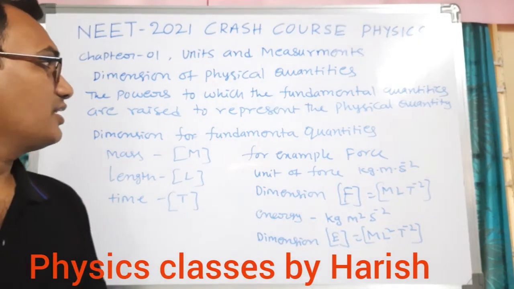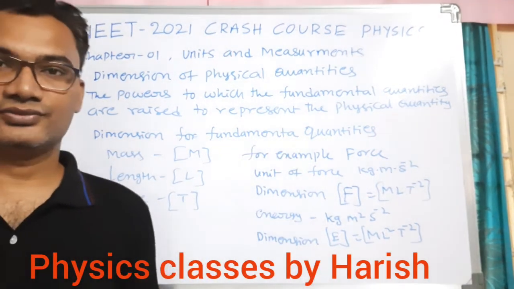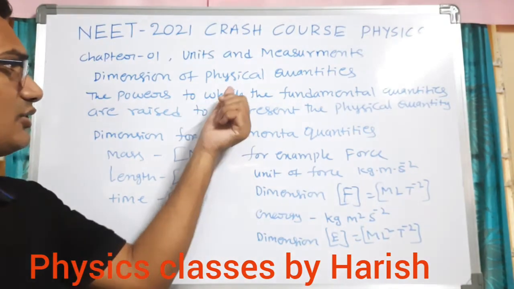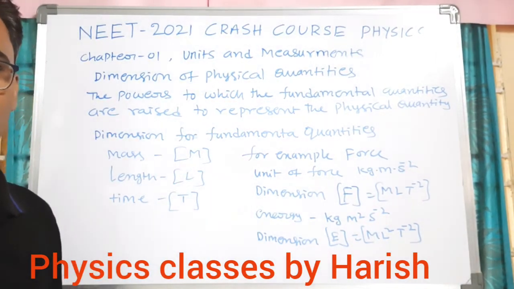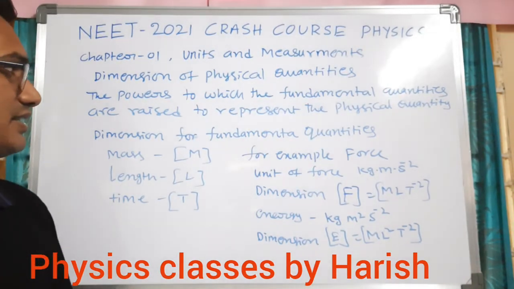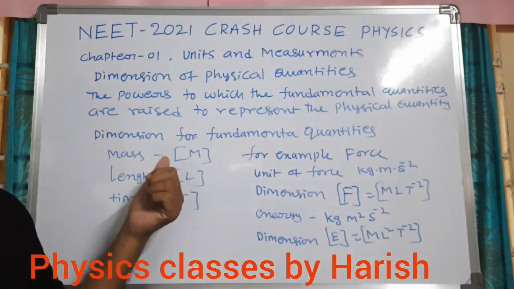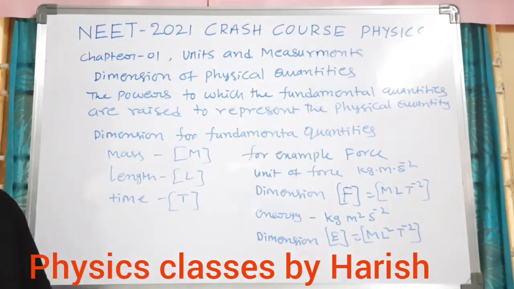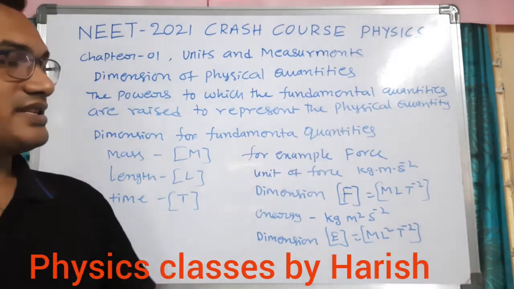Today we are going to discuss the dimension of physical quantities. This is part 2 in the NEET crash course 2021, chapter 1 units and measurements. So what is dimension? Dimension is nothing but the power to which the fundamental quantities are raised to represent the physical quantity.